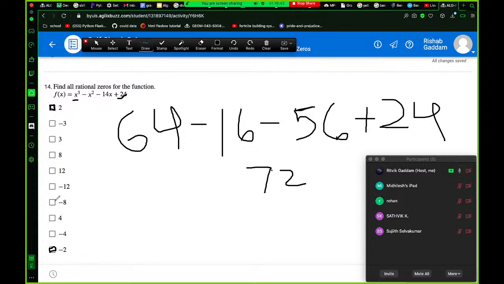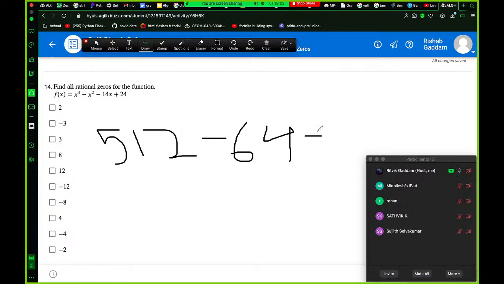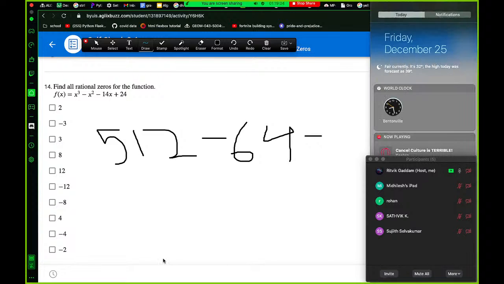And now let's try 8. So 8 cubed, I really don't want to do 8 cubed. 8 cubed is 512. 512 minus 64 minus 14 times 8. Oops.